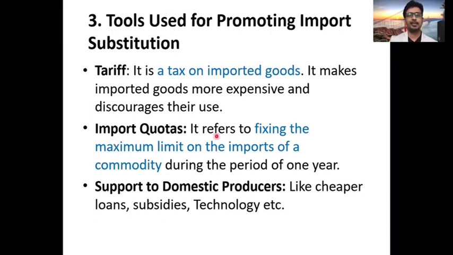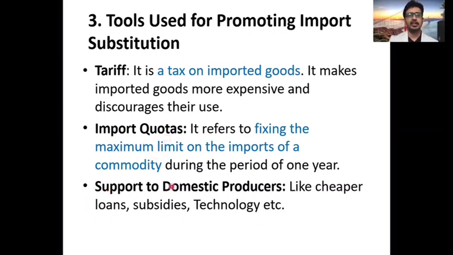Now, import quota basically refers to fixing the maximum limit on the imports of a commodity during the period of 1 year. So if import quota is fixed, the foreign companies will not be able to export beyond a certain limit because our country will not import beyond that limit.